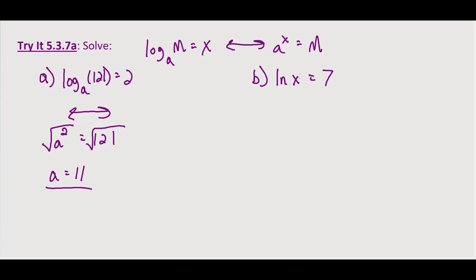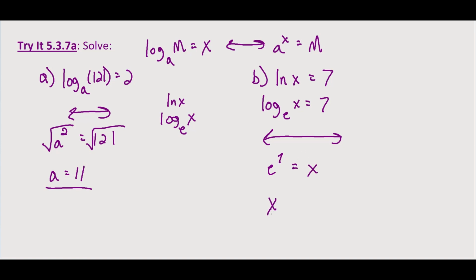Second problem we have: ln of x equals 7. Now remember, ln of x is just log base e of x. You can go ahead and write that out if you want. Log base e of x equals 7. Now we have it in our converted form, or ready for our formula. So log base e of x equals 7, ln of x equals 7, if and only if e to the 7th equals x.